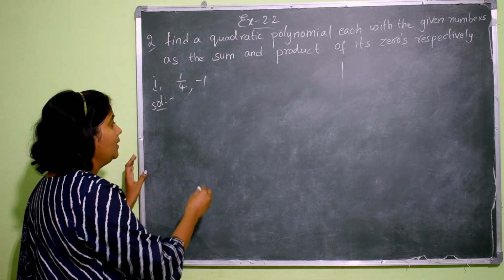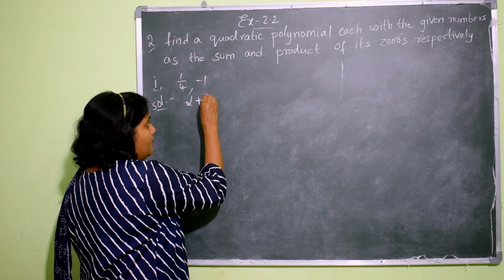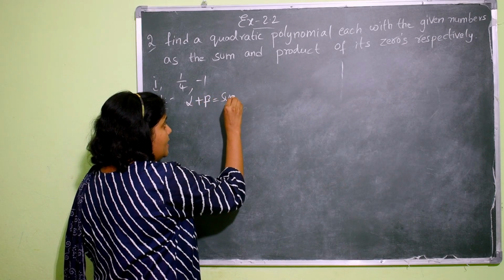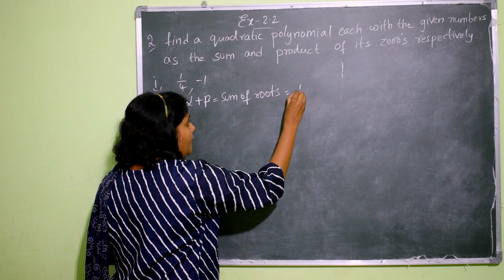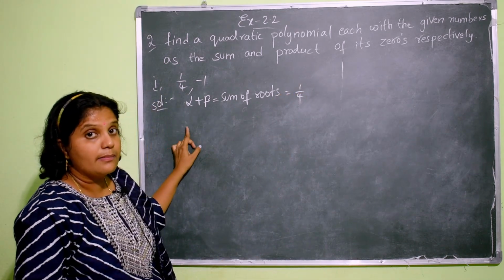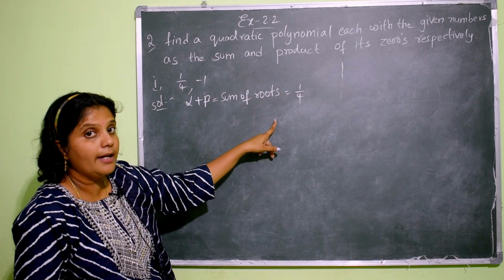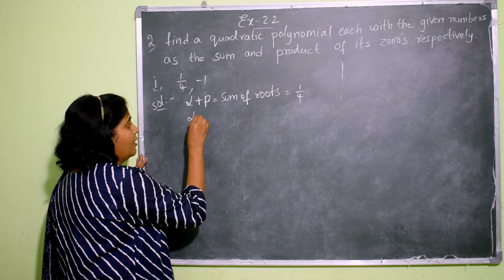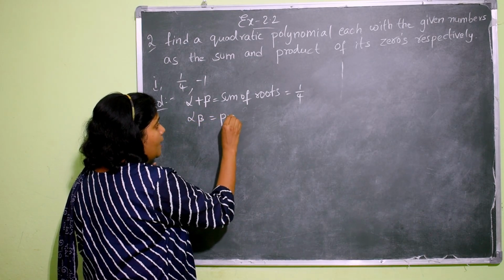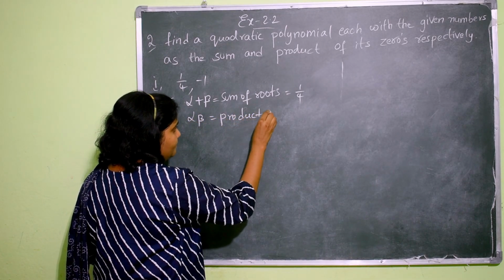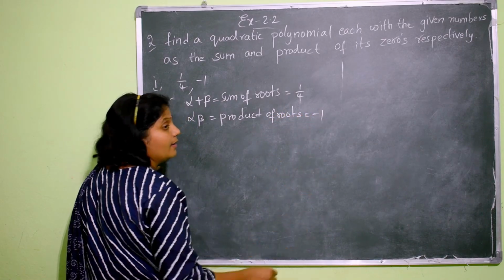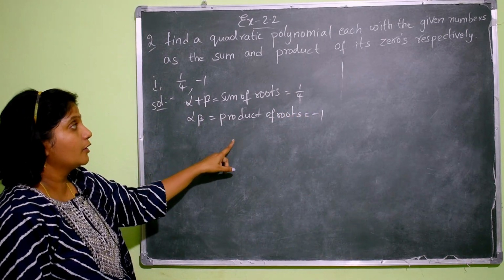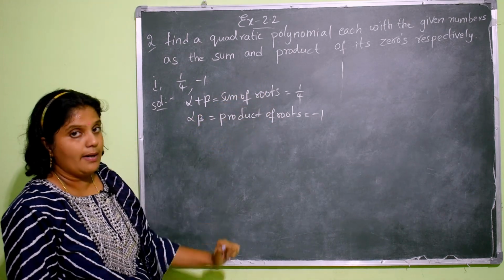So what we should take: alpha plus beta, which is the sum of roots. Sum of roots is how much? 1 by 4. So alpha plus beta is 1 by 4. What is alpha beta? Product of roots. So the product is minus 1.